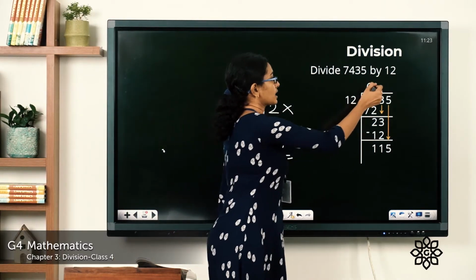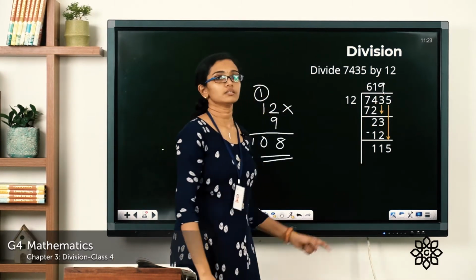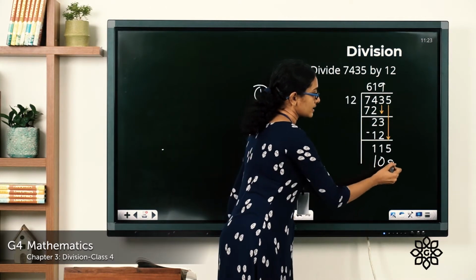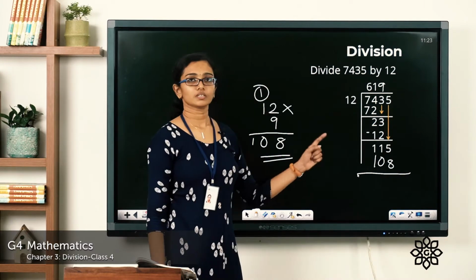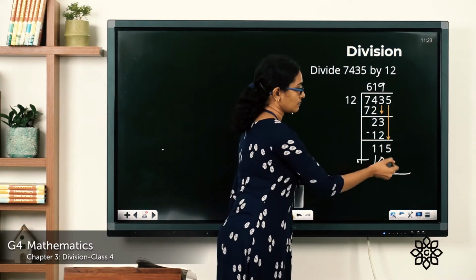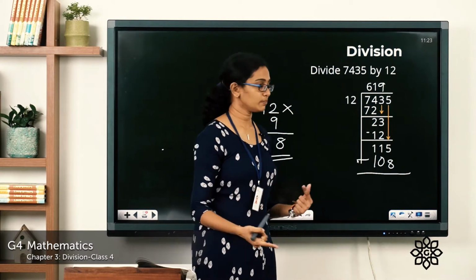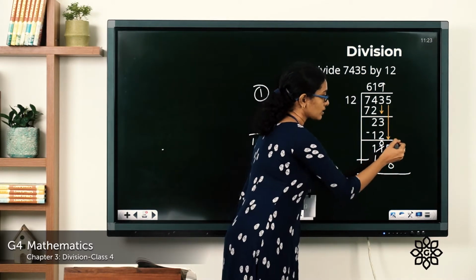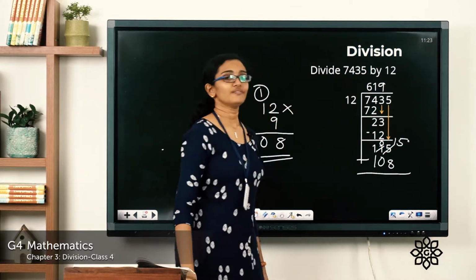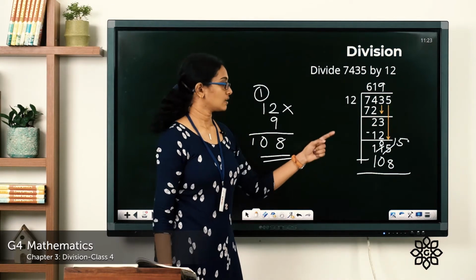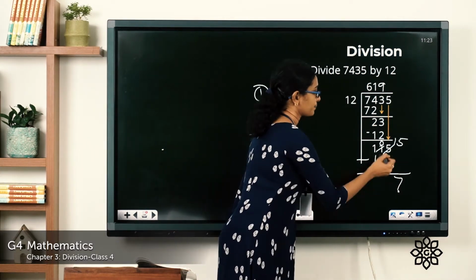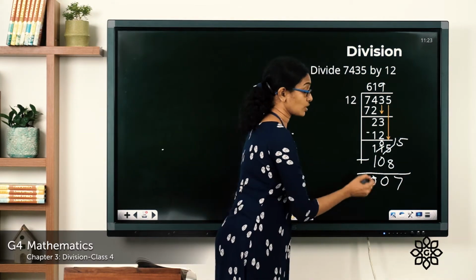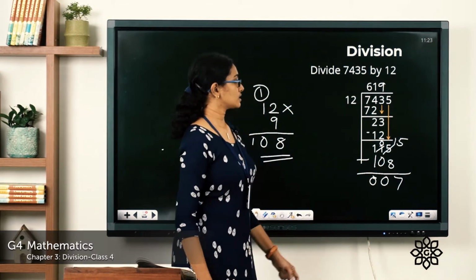So I'm going to take 12 times 9 here. Multiplying 12 into 9 gives you what? 108. Now what is the next step? Subtracting these two numbers. 5 minus 8 we cannot do. We borrow from the next higher place, and this becomes 0, and here it becomes 15. What is 15 minus 8? We know it is 7. Now 0 minus 0, 0. 1 minus 1, again, it is 0.